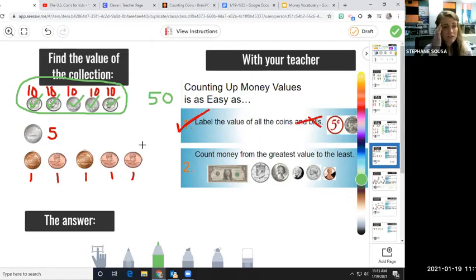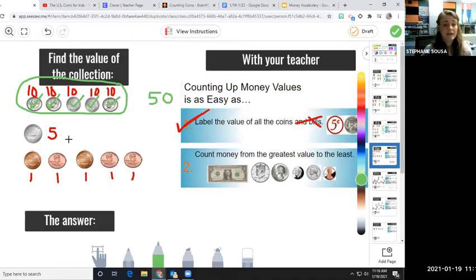Counting by tens is easy for me, so I can do that. If you are still practicing counting by tens, then write it out. Write your 10. Cross it out, write your 20. Cross it out, write your 30. Do whatever you need to do. Okay, so 50 cents is what we have right now.